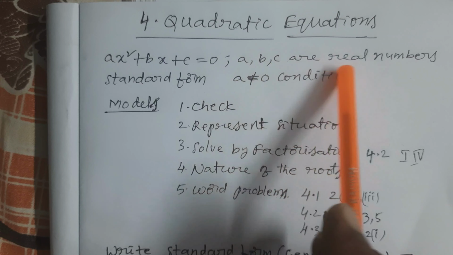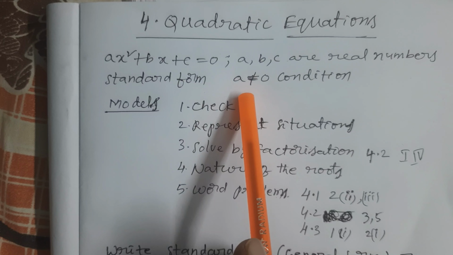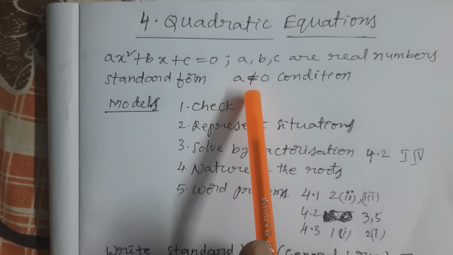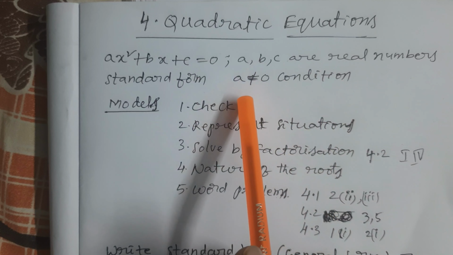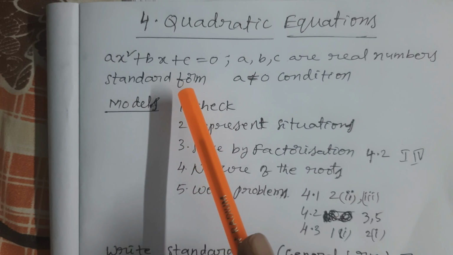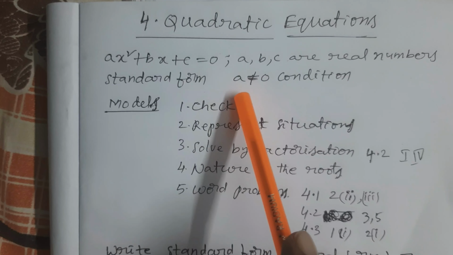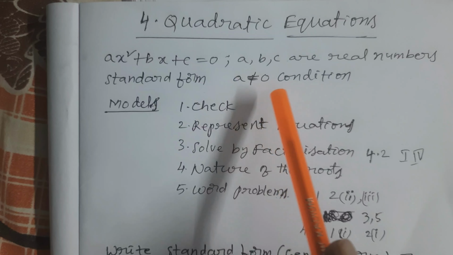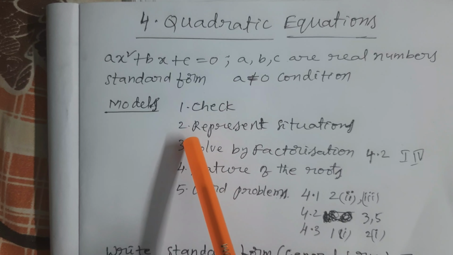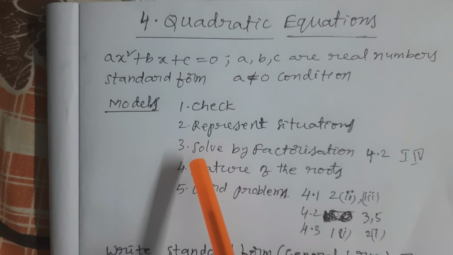a, b, c are real numbers. What is the condition for a quadratic equation? a is not equal to 0. This is the condition. That means b or c or either one of them may be 0, but a should not be 0. Here we are going to discuss what the contents present in the chapter are.